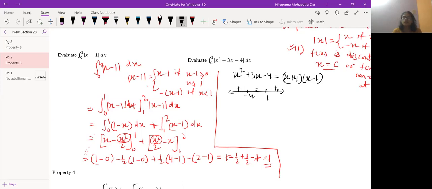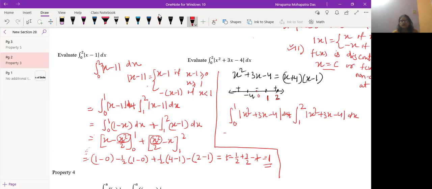This side maybe I can write 2. Let me just change the color. This is 2, this is 1, and here you have 0. Even though we are getting minus 4, we don't need it. Now to split the subinterval: 0 to 1 of x square plus 3x minus 4, plus 1 to 2 of x square plus 3x minus 4, and dx will come by default.